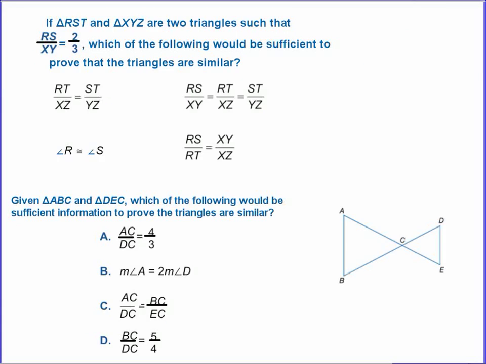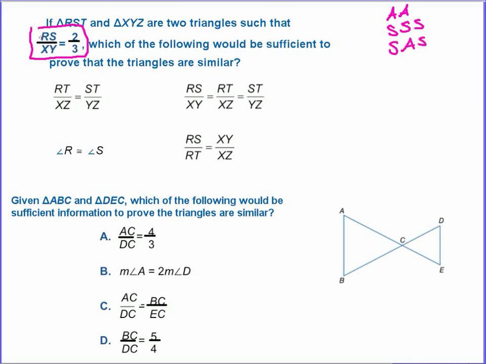Our next problem is just to tell if it's enough information to say that it's similar. So we've got triangle RST and triangle XYZ. We are given that two of the sides, the scale factor is 2/3. But what else do we need to know? Remember, our three ways to prove that they are similar were angle, angle, side, side, side, and side, angle, side.